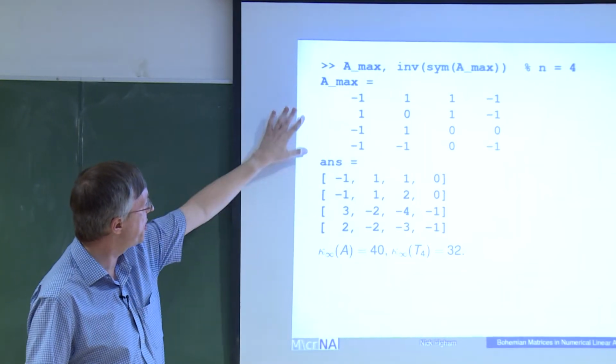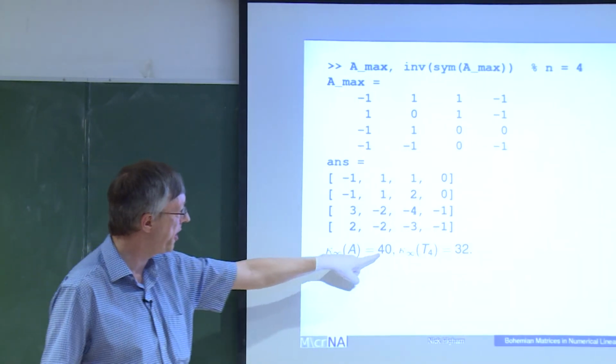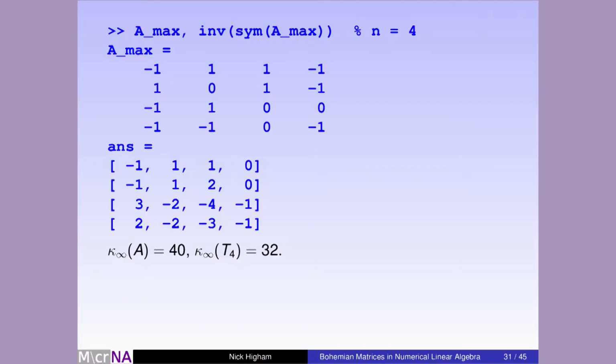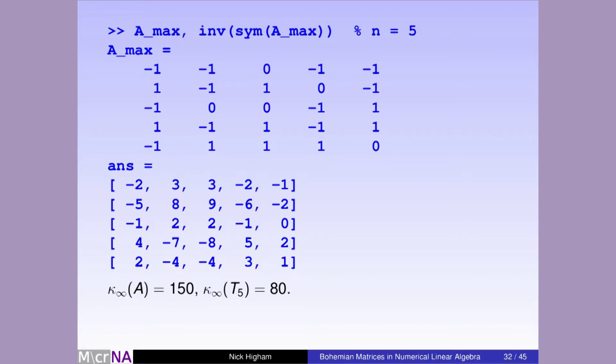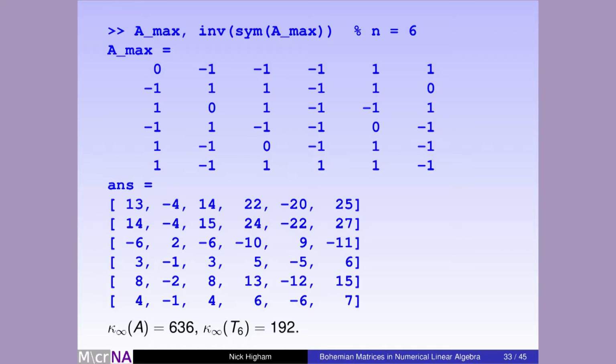So the condition number of this matrix here is 40 versus 32 for that triangular matrix I just showed you. So it's certainly doing better than the triangular case. 5 by 5. So we've got, I think, a maximum element 9 here. So 150 condition number versus 80 for the triangular case. And then the last one, n is 6. There's the matrix that comes out from Sn, and we're starting to get some decent sized numbers here. So again, we're getting a more ill-conditioned matrix.